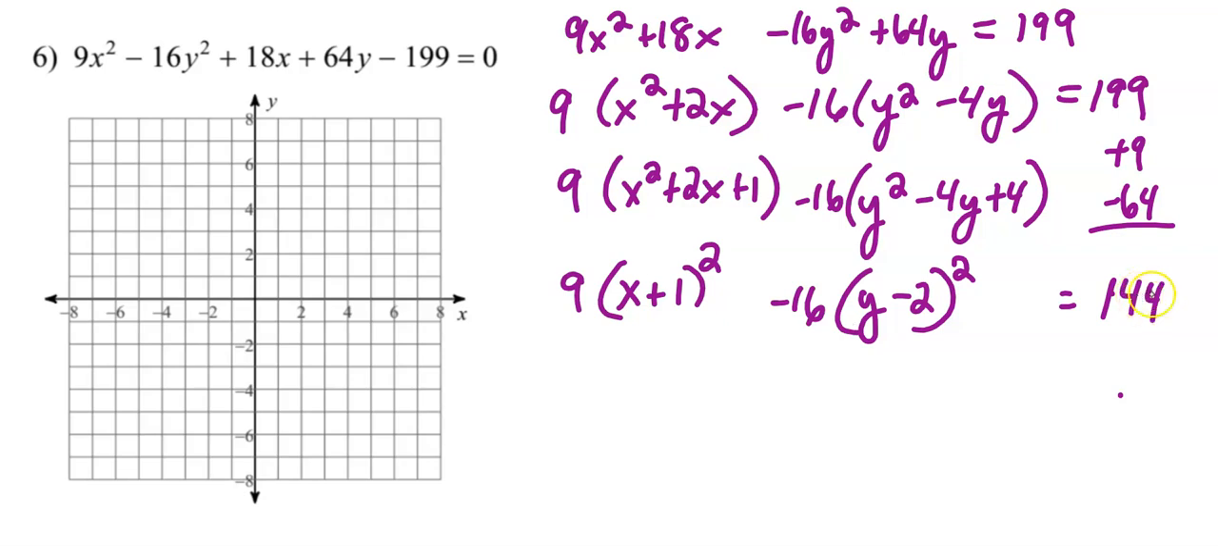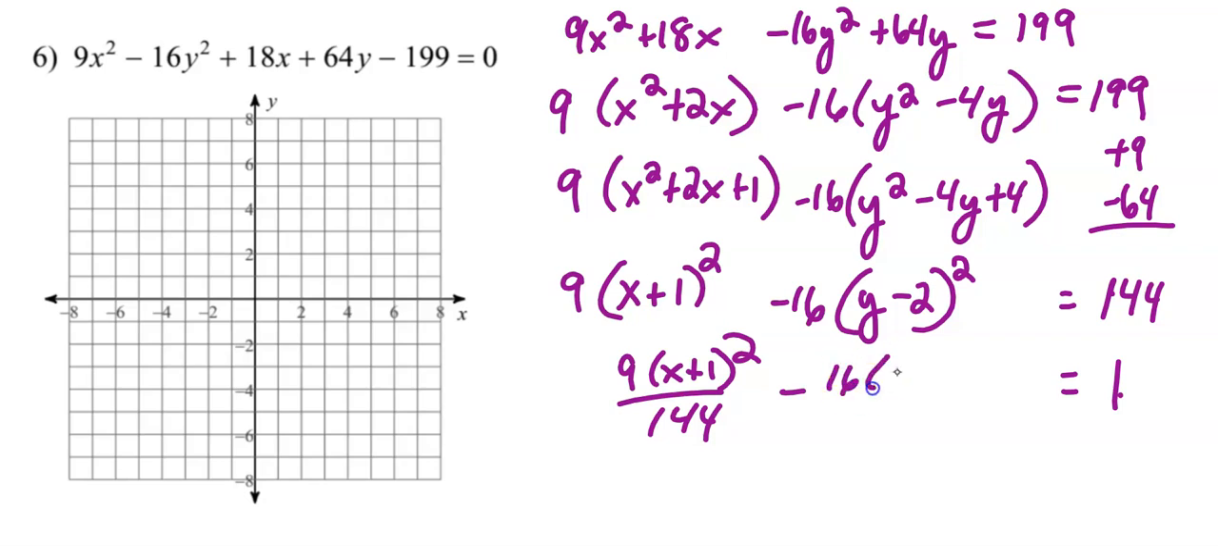Let's not subtract, but divide both sides by 144. That will make the right side 1. And we end up with 9 times x plus 1 squared over 144 minus 16 times y minus 2 squared over 144. Of course, when we divided that by 144, we got 1. So divide each term by 144 to make that look like 1.